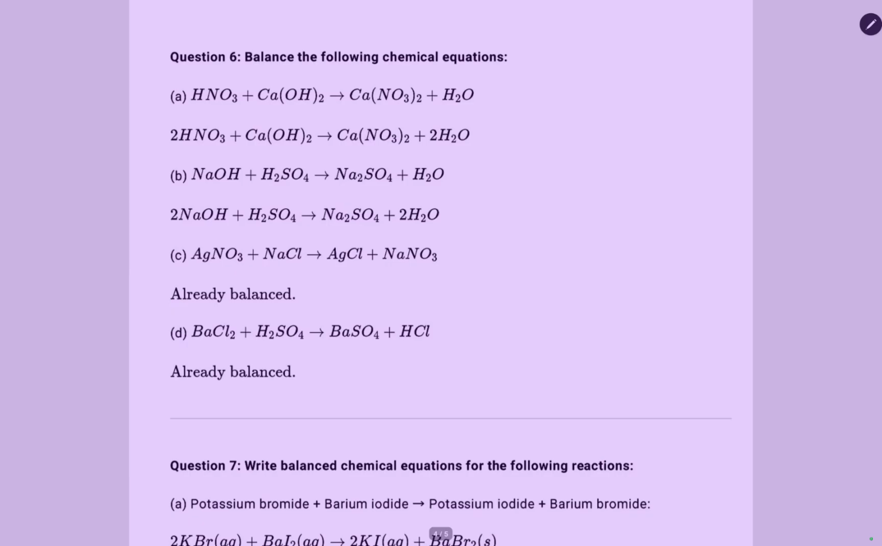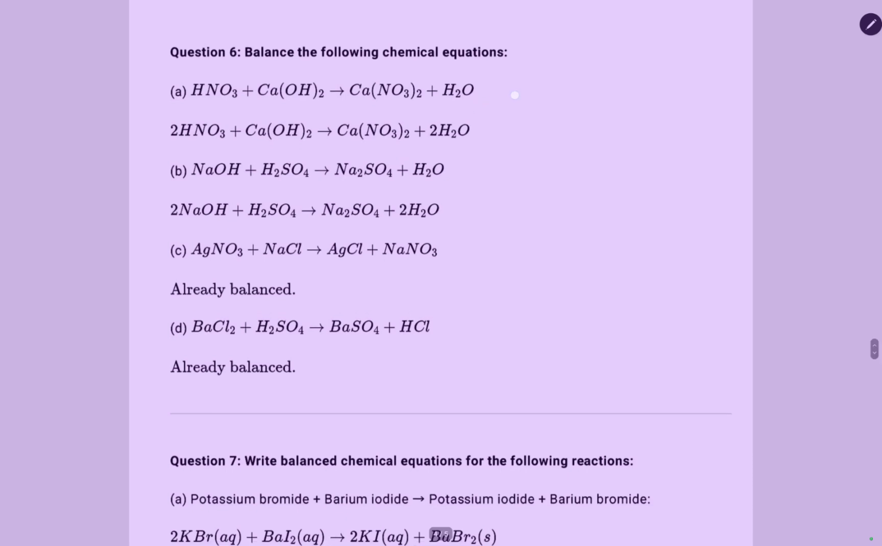In this question, balancing the chemical equations, the first one is nitric acid HNO3 and calcium hydroxide. When both react, you are getting calcium nitrate and water. So you need to balance this chemical equation, right? So how will you start? You observe which element is more in number, that you have to choose, right?